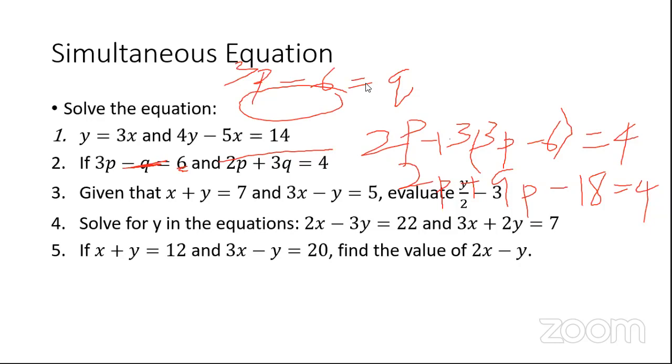So from there we have 11p equals 22, meaning that p equals 2. If p equals 2, it's very easy for us to find the value of q. Just come back here and substitute. So q will be equal to 3 times 2 minus 6. So that is the solution to that particular one.